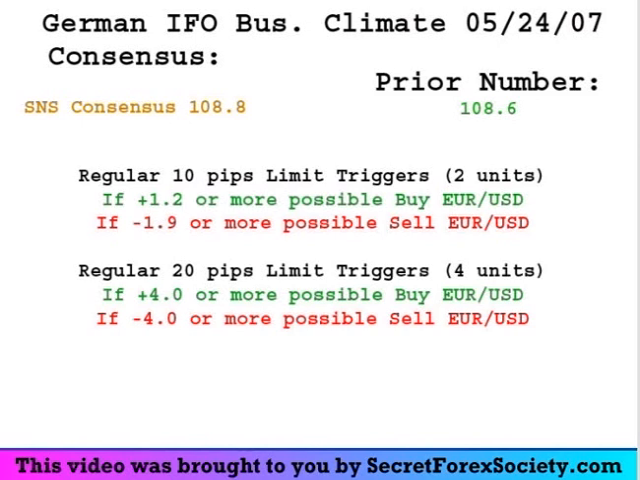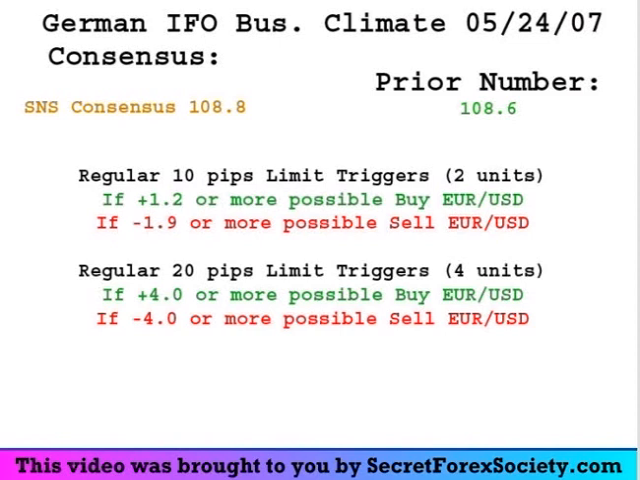Okay, so we've got the German IFO business climate coming out of Germany. It's a monthly indicator, a very timely indicator. It's May right now, and it's coming out for the month of May. Now, as you know, Germans are very technical and very sophisticated, but at the same time simple people.